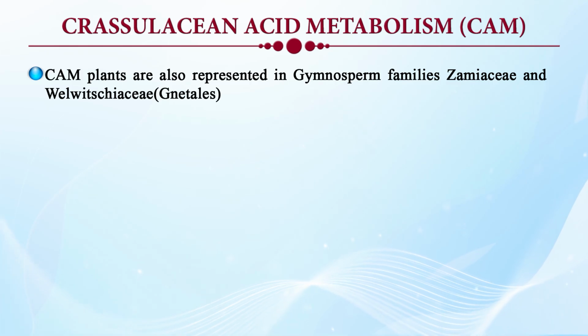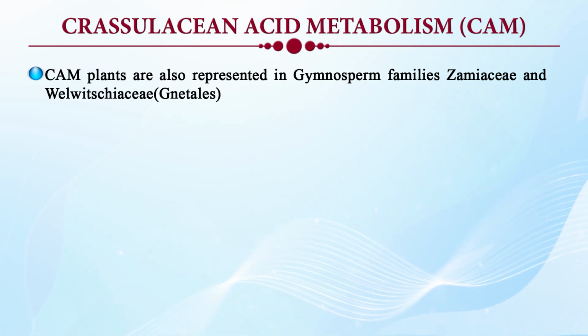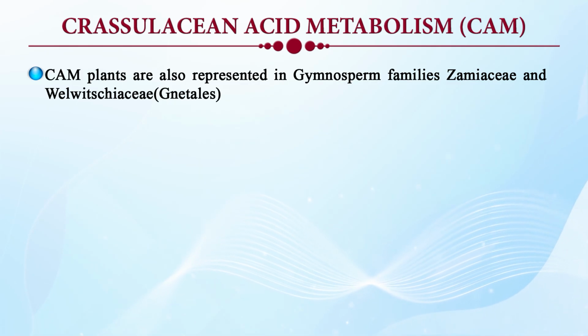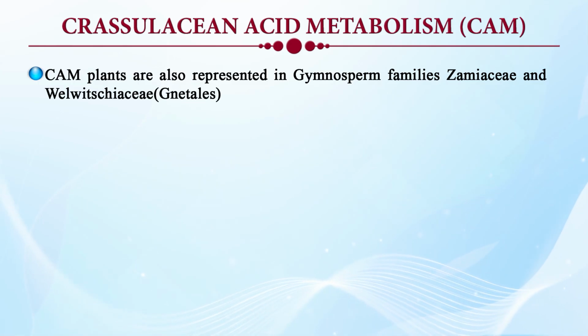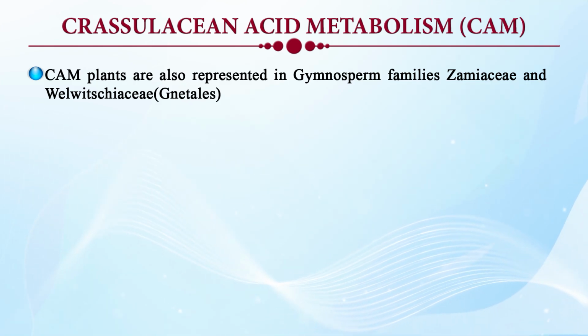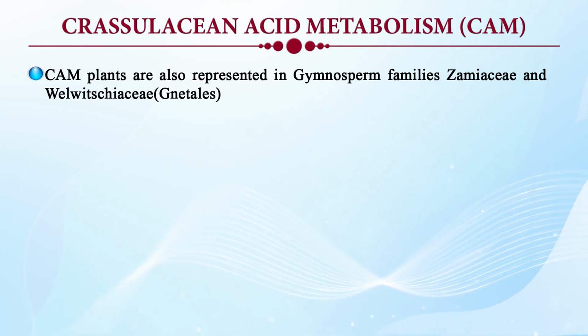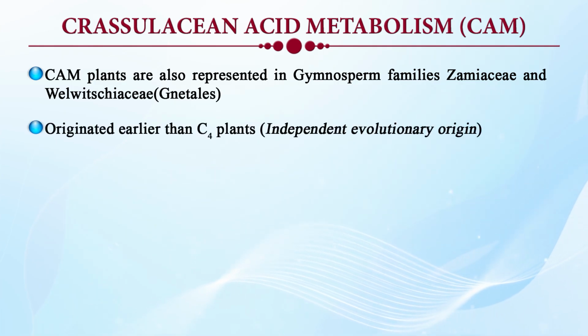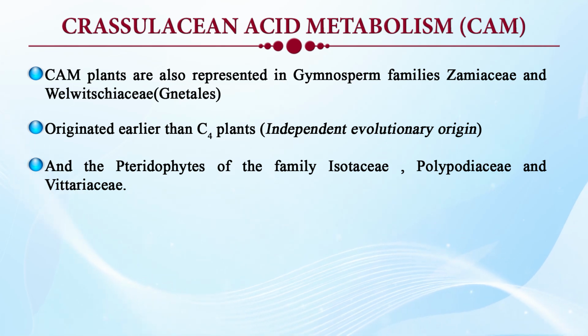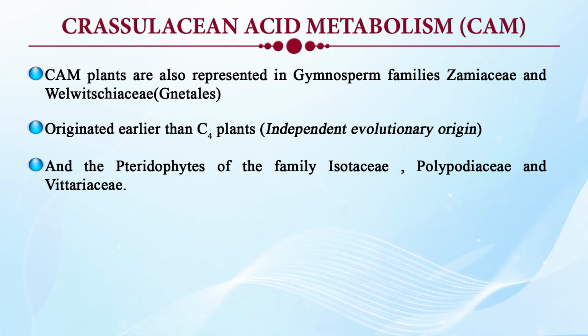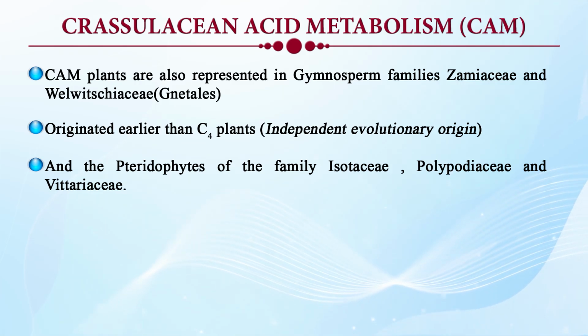Surprisingly, this crassulacean acid metabolism also occurs in gymnosperms. For example, in members of the family Welwitschiaceae, which is in nettles. So, that means it also proves that since it occurs in gymnosperms also, it must have originated earlier than the C4 plants. Even more surprisingly, certain pteridophytes like members of the families Polypodiaceae, Isoetaceae and Vittariaceae also show the CAM cycle.